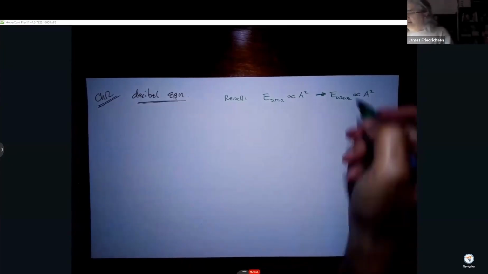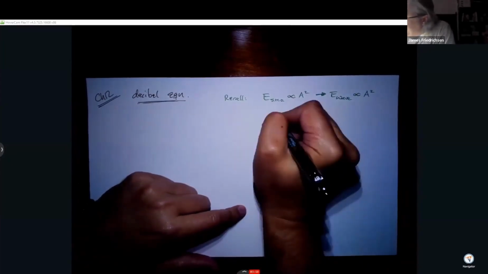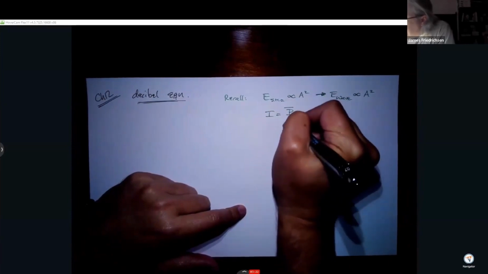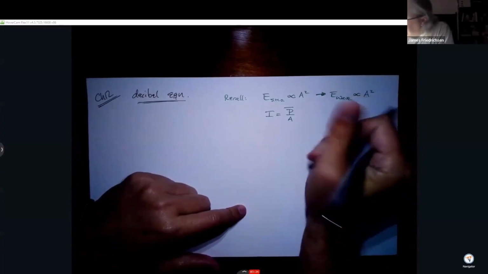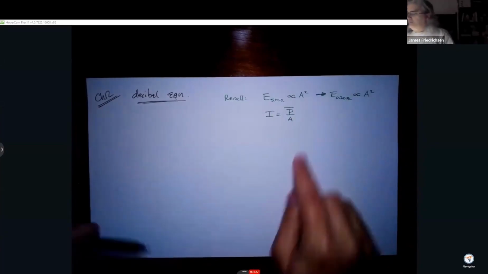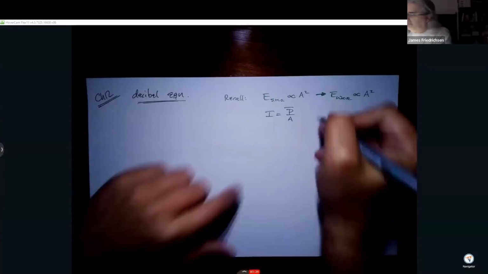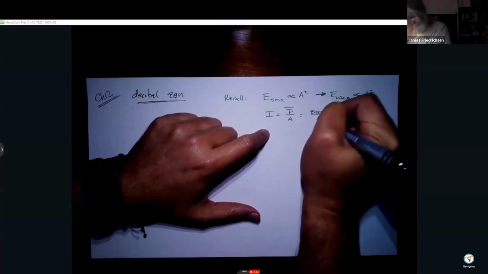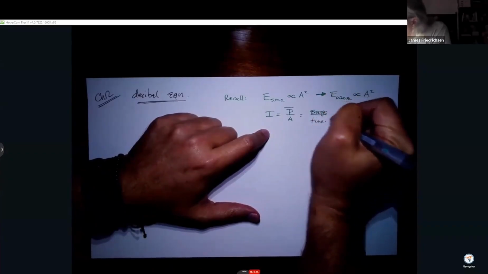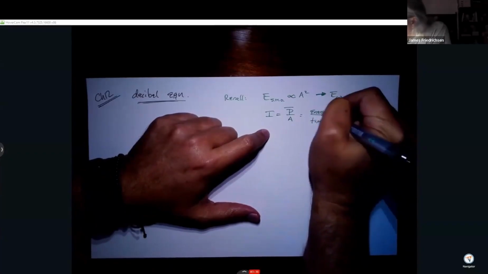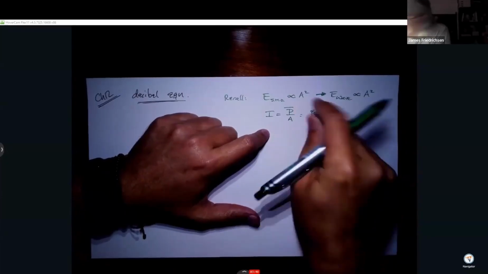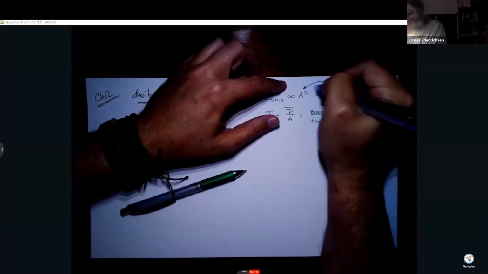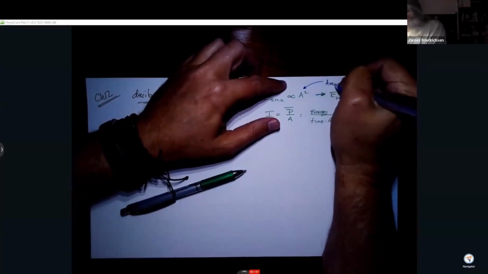Okay. And then what we found was that our intensity was the average power per area of our waves, where the power is the energy per time. So this would be our energy per time per area. This A is the area, but this A is the amplitude. I know, I don't know why there aren't more symbols.